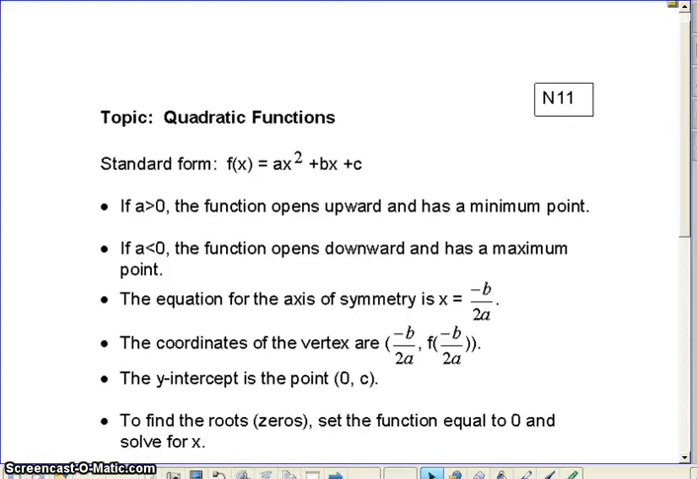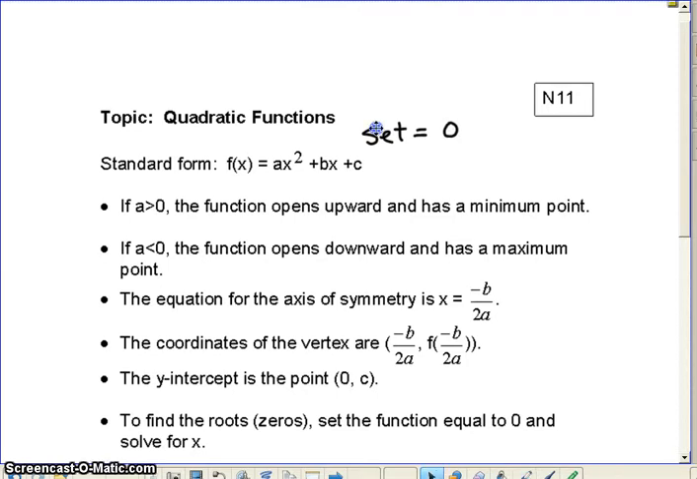The topic is quadratic functions. You need to remember that standard form is f of x is equal to ax squared plus bx plus c. If it's not in this form, you need to put it in that form. Okay? Set equal to 0.